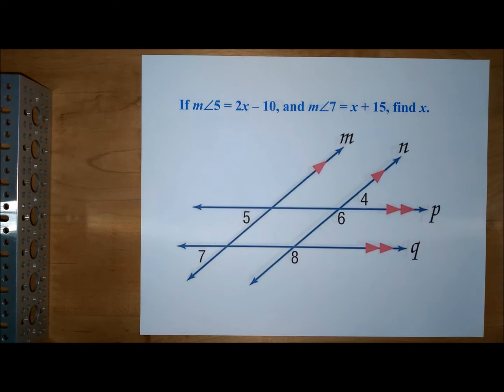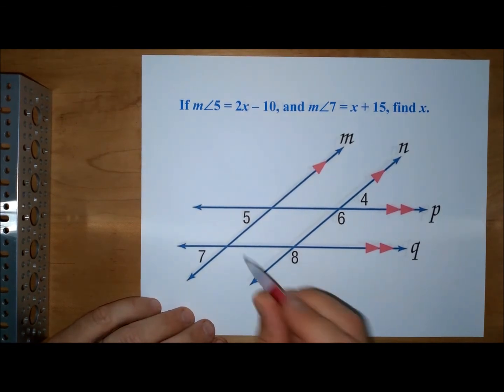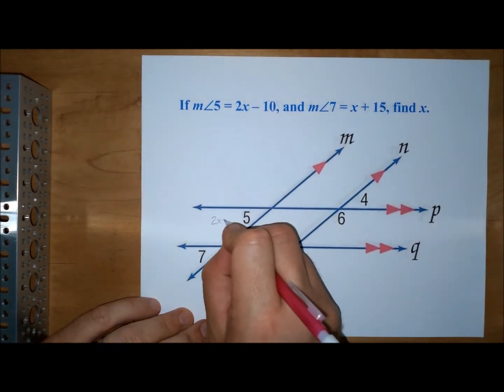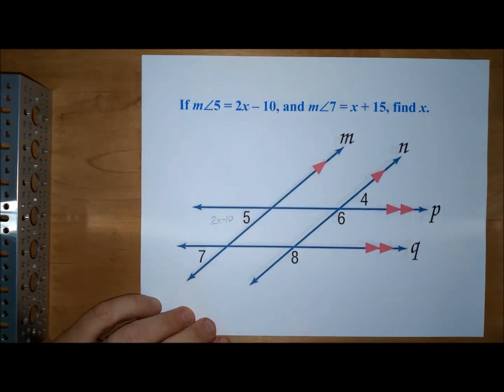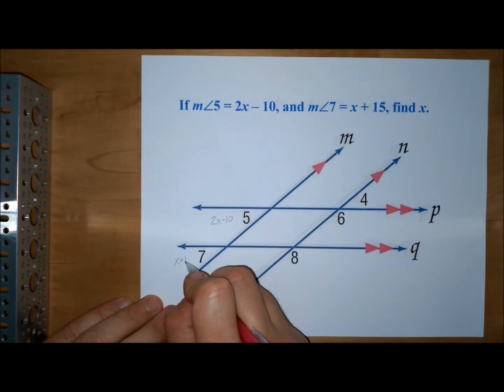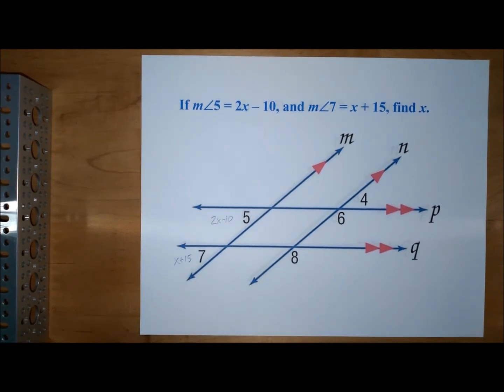All right, here's a fun problem. We're going to mix in some algebra with our new geometry ideas. They tell us that if the measure of angle 5 is 2x minus 10, I'm going to go ahead and label that, and the measure of angle 7 is x plus 15, could we find x? Okay, well, what do we know here?